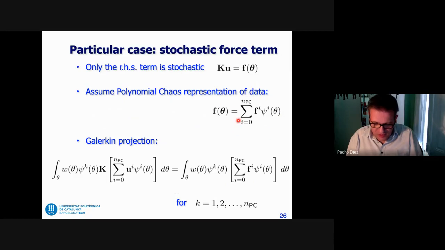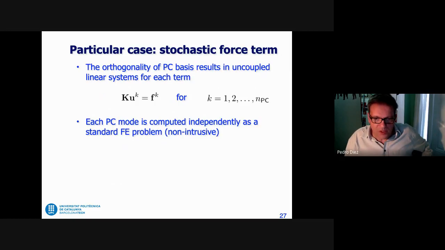We also assume that there is this type of polynomial Gauss dependence on theta. We weight by this dependency, and then the resulting weighting of the residual is equivalent to weighting the left and the right-hand side of the equation. And what we actually obtain is that, due to the orthogonality, it results in an independent system of equations, all with the same matrix K, and you have to solve for each term of the right-hand side. Okay, so this is what happens when only the force term is stochastic.